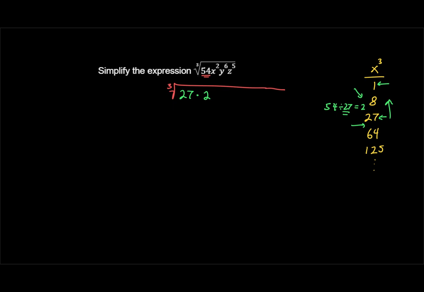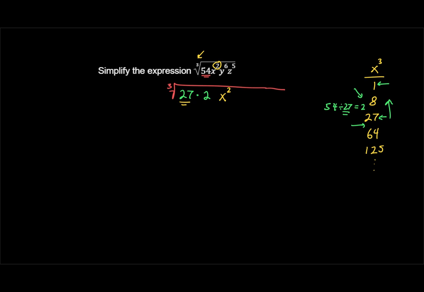Remember that as you break it apart, one of the numbers has to be a perfect cube, and preferably the biggest perfect cube, otherwise you'll have to keep repeating the same process over and over again. Now for the variables. The variables can only be broken down or simplified if their exponent is bigger than the index. So x squared here, 2 is a smaller number than our index of 3, so we're not going to be able to do anything with the x squared.